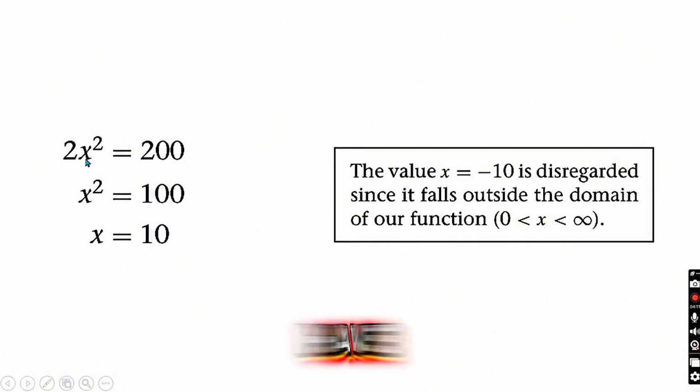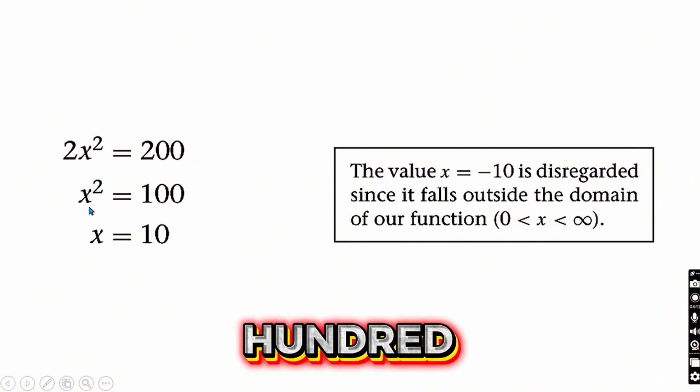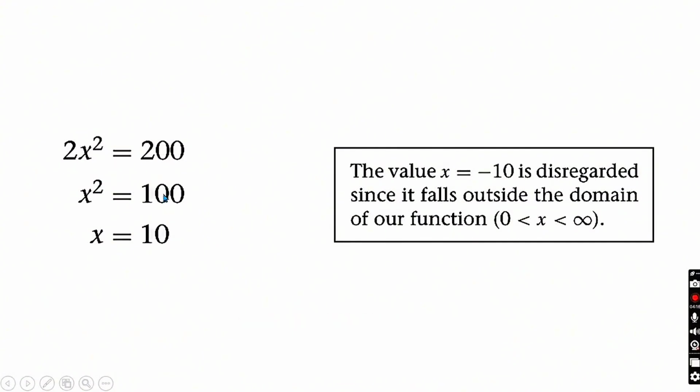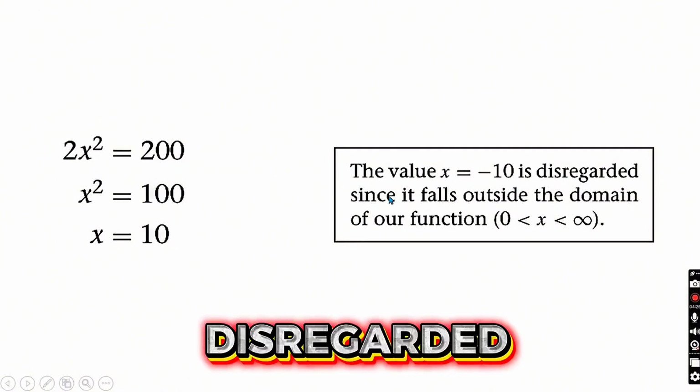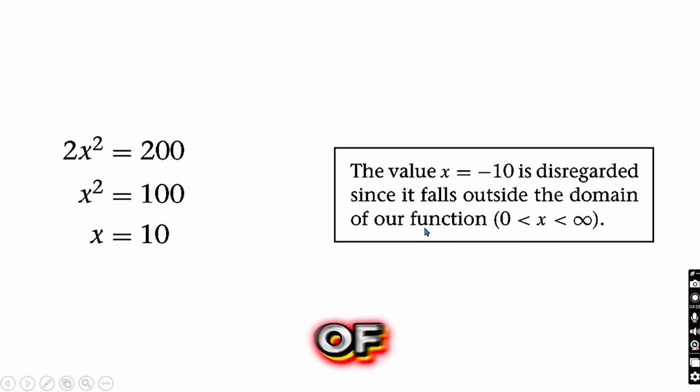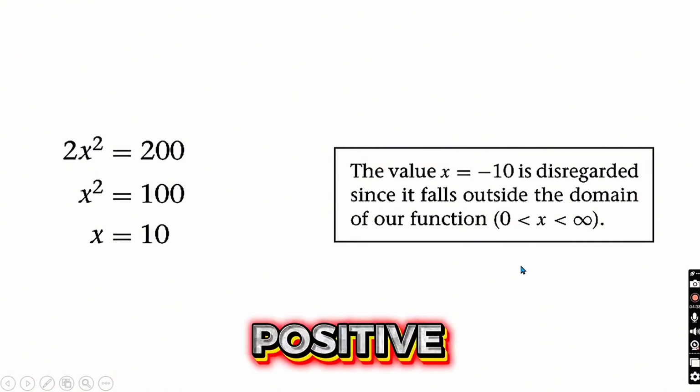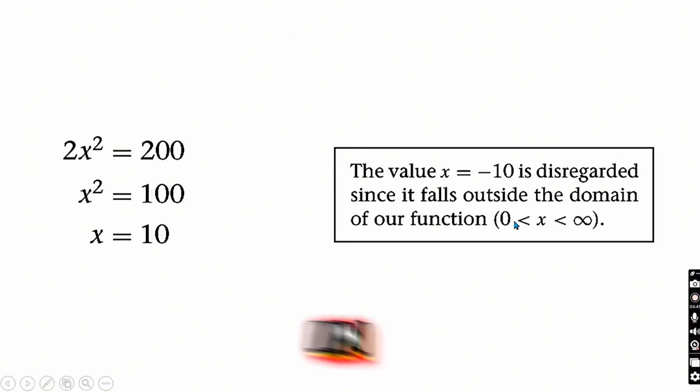Further, we have 2x squared is equal to 200. x squared is equal to 100. By extracting the square root, we have x is equal to 10. The value x equal to negative 10 is disregarded since it falls outside the domain of our function, from 0 open going to positive infinity. So in here, 0 is not included and it goes to positive infinity.